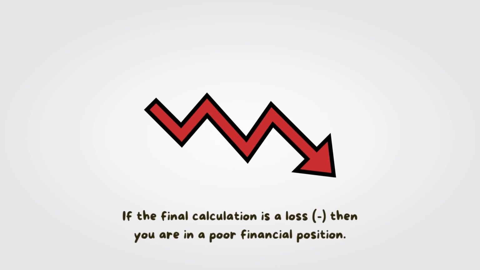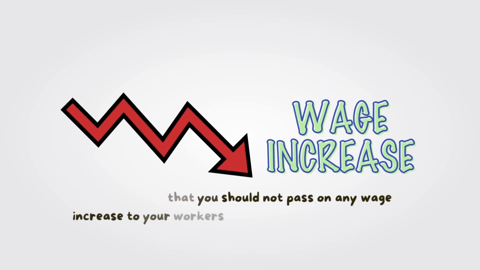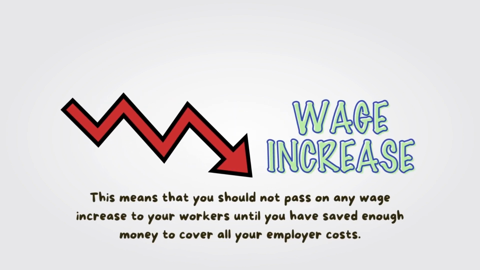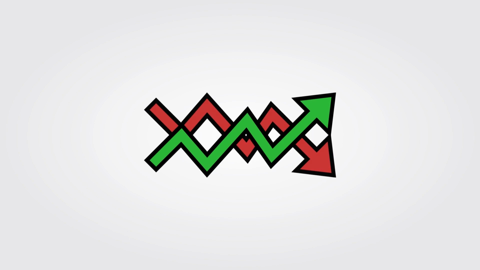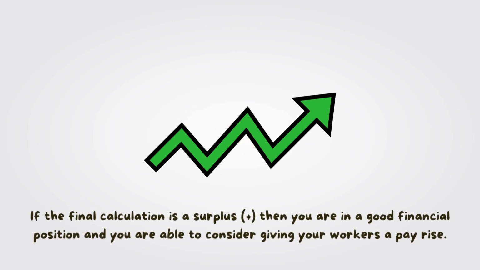If the final calculation is a loss, then you're in a poor financial position. This means that you should not pass on any wage increase to your workers until you have saved enough money to cover all your employer's costs. If the final calculation is a surplus, then you're in a good financial position and you are able to consider giving your workers a pay rise.